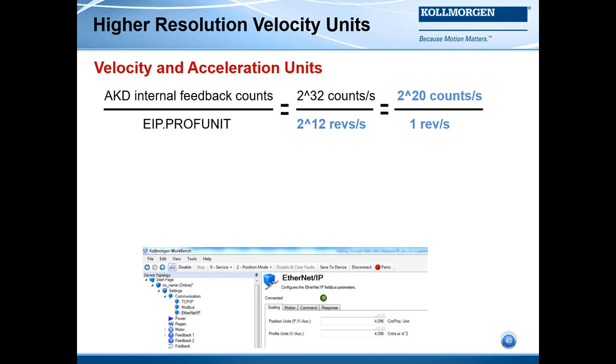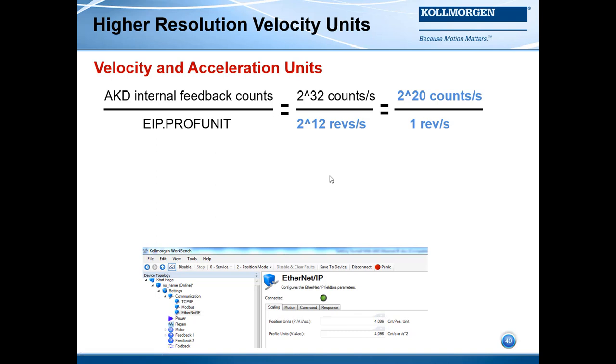So in the formula that we're showing here, it's possible to divide the 2 to the 32 by a smaller number, and that is set by the scaling on the Ethernet IP scaling tab in Workbench.